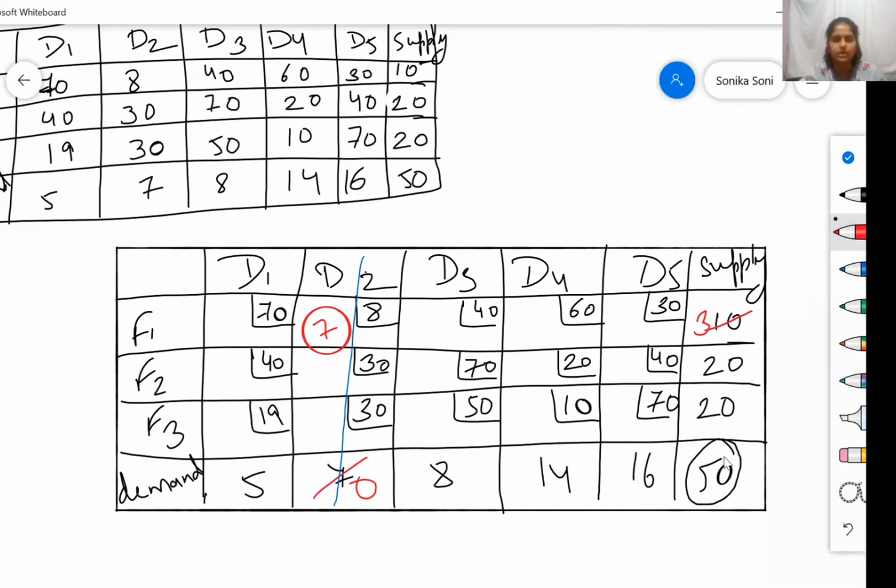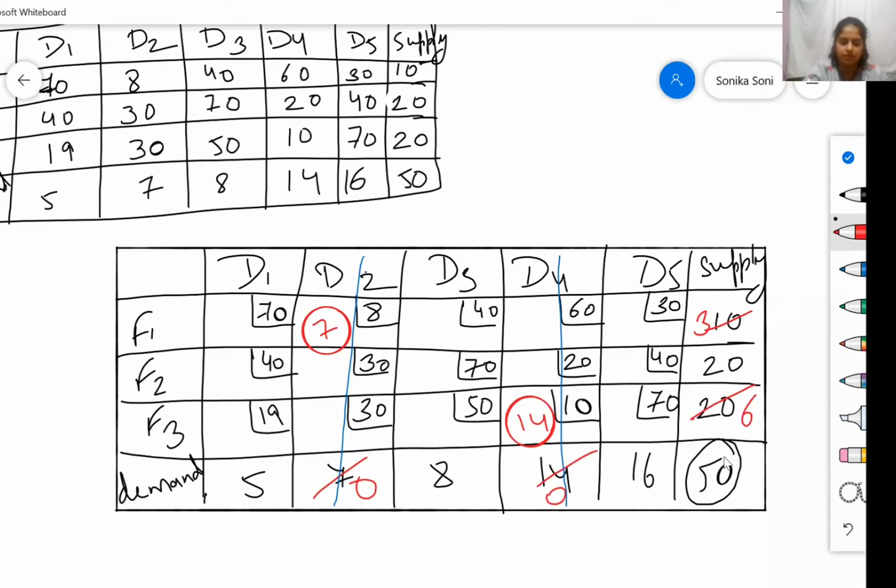Now we have to move on to the second lowest cost, which is 10 here. So we will allocate here, but how much can we allocate? 14 or 20? 14 is the least. So we can allocate only 14 here. So when we allocate, we get demand as 0 and supply as 6. Now when the demand is 0, that means the D4 column gets cancelled out.